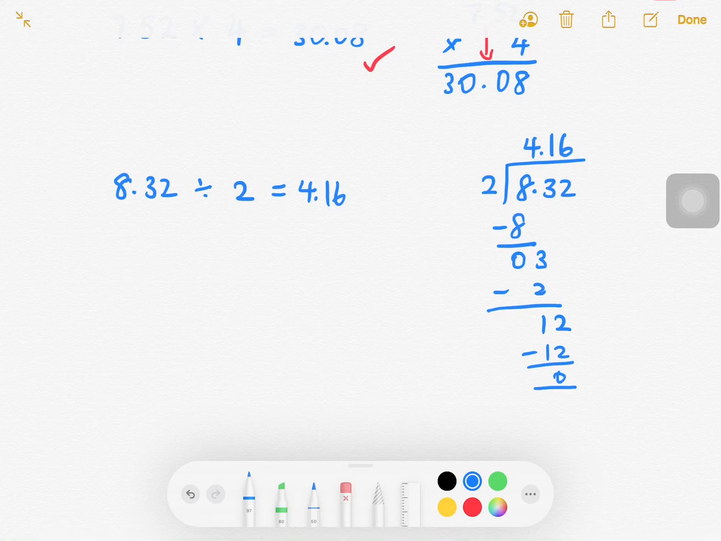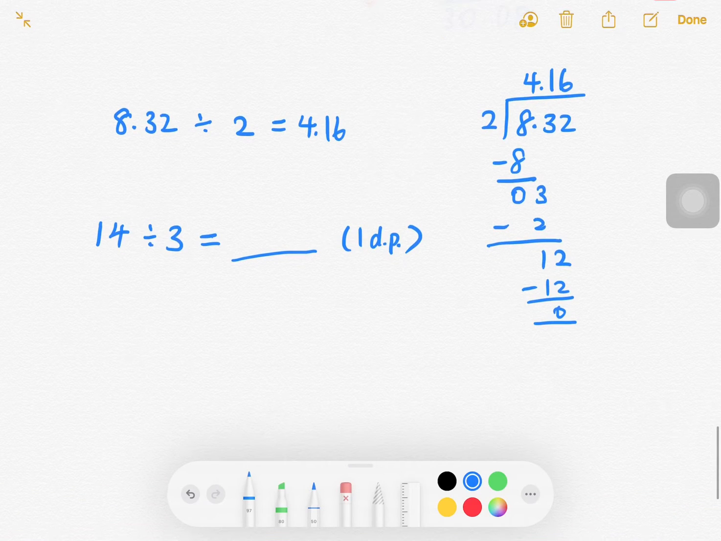For example, I want you to take 14 divide by 3, and I want the answer to be expressed to one decimal place. So what happens is when you want to round off to one decimal place, you need two decimal places in order to round off. So when I take 14 divide by 3, I will make sure I put 2 more decimal places to divide so that I can round off.